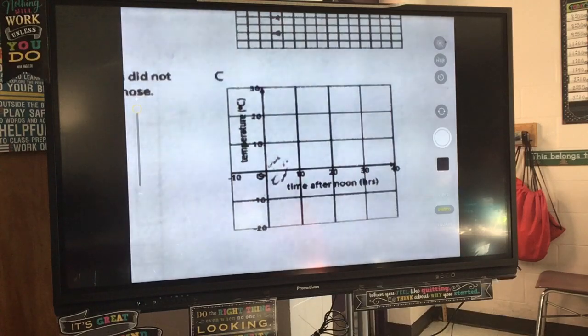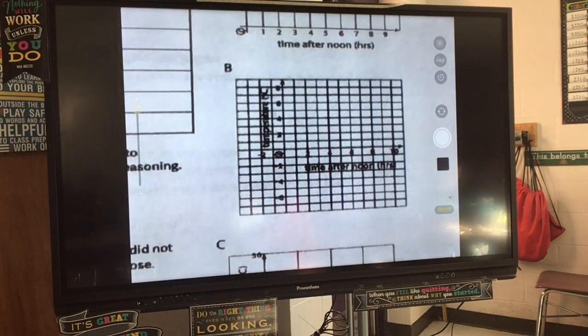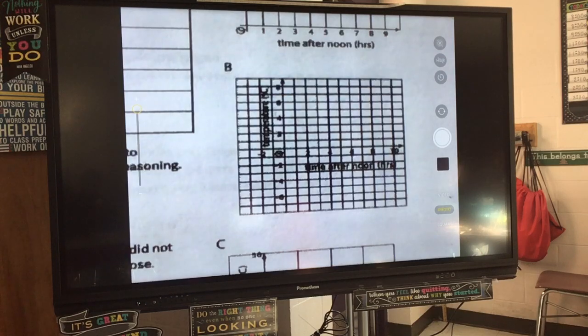Not saying that it's wrong, just saying, is it the best one? Okay. And the reason it's not the best one is just honestly the increments. So this is essentially going up by tens. Our numbers go up by what? Ones. Alright, so having a graph that has a smaller increment would be the best for the set of data.